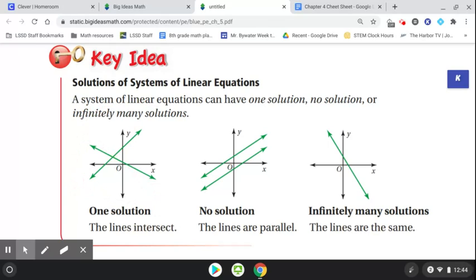You have two lines, they intersect. Our solution is where they intersect. A special case is when you have two equations and it turns out they're actually parallel lines and they never intersect. We call that no solution.